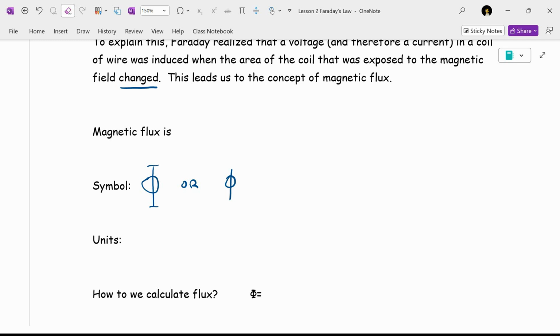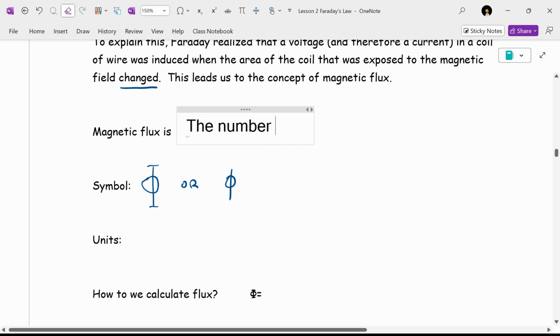Michael Faraday, who came up with this concept, was a brilliant experimentalist, terrible at math. Anything beyond basic equations he couldn't do. And so he didn't define flux mathematically, he defined it in English. Here's what magnetic flux is.